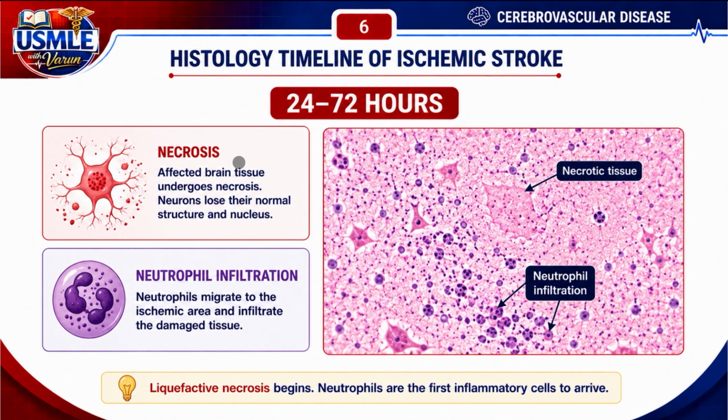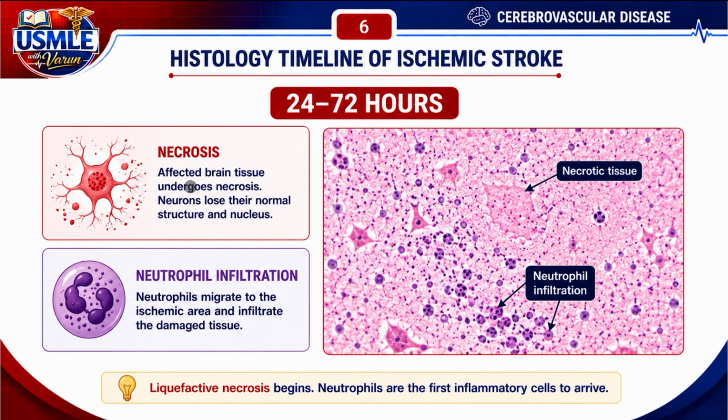In the next 24 to 72 hours, necrosis now starts becoming prominent. The brain starts showing liquefactive necrosis and neutrophils start infiltrating the tissue region. This reflects an acute inflammatory response, and this happens at around 24 to 72 hours after stroke.